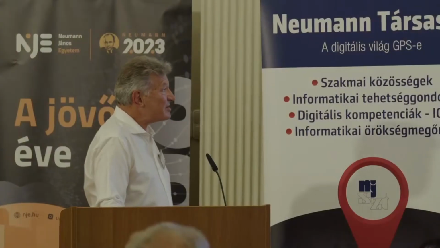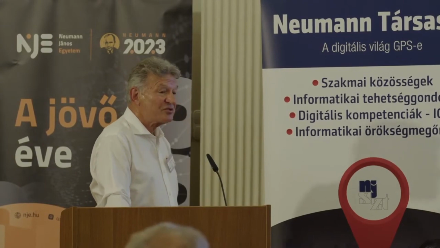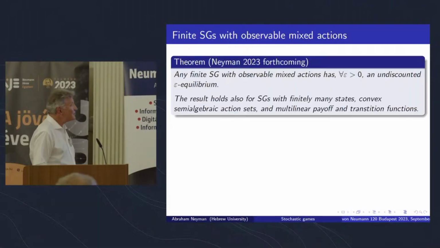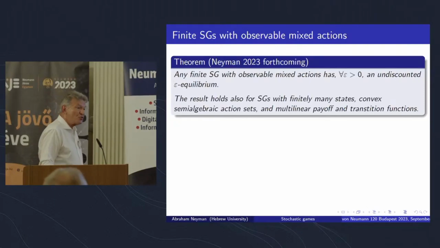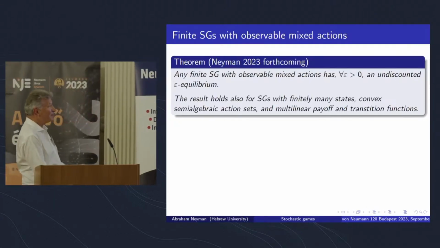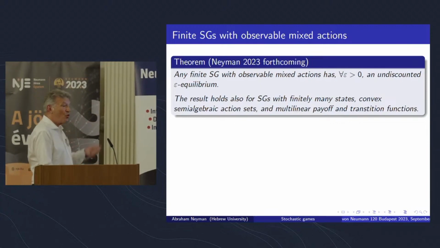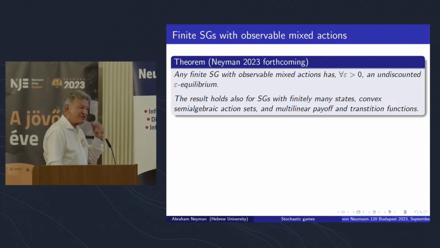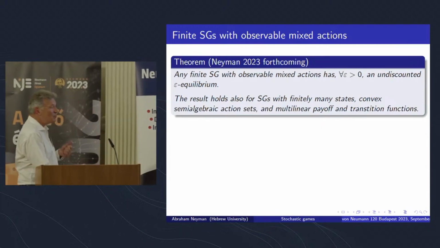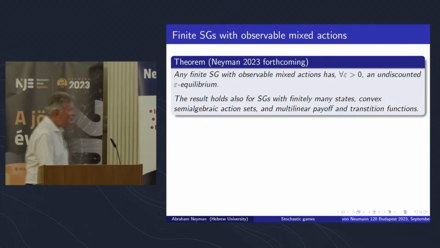And a forthcoming result is that any finite stochastic game with observable mixed actions has for every epsilon an undiscounted epsilon equilibrium. And the result also holds for classical stochastic games, but now with finitely many states, convex, that's for the mathematicians that are familiar with this concept, convex semi-algebraic action sets and multilinear payoff and transition functions.